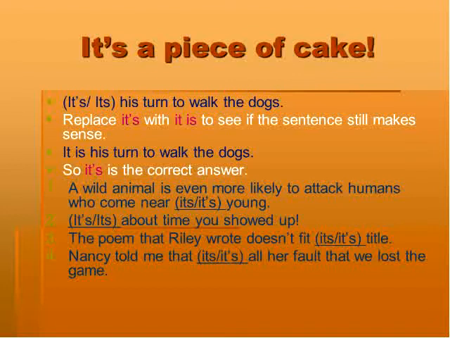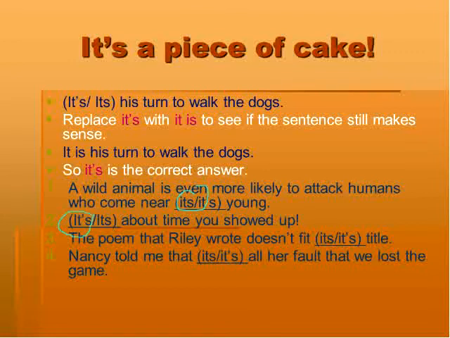Okay, number 1: a wild animal is even more likely to attack humans who come near. First, it's young, good, without apostrophe. Number 2, first or second: it is about time you showed up. Thank you. It is about time you showed up.